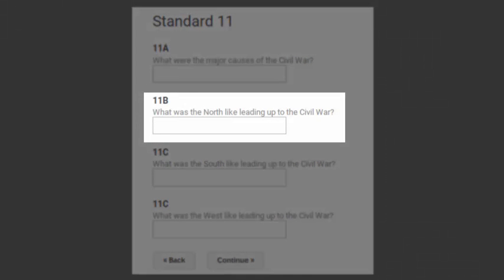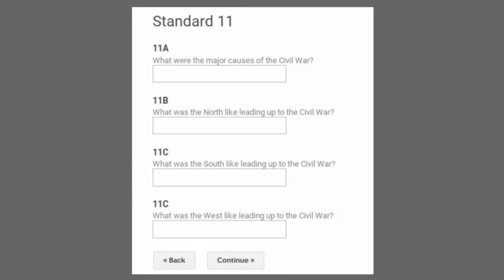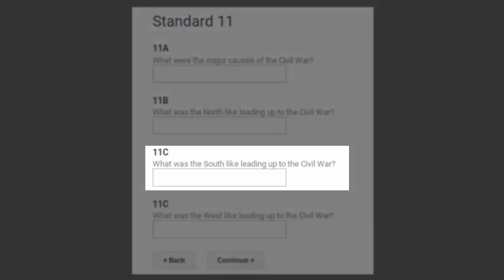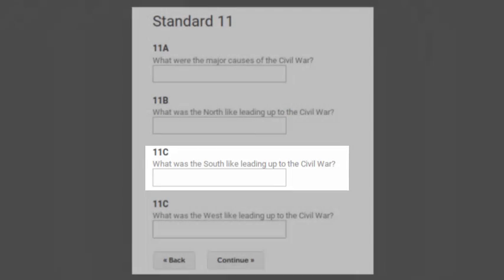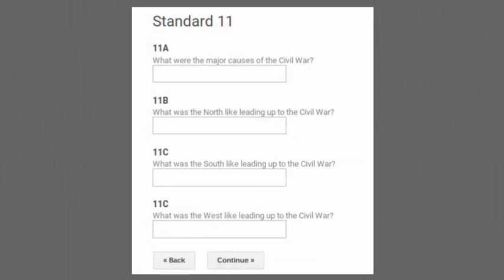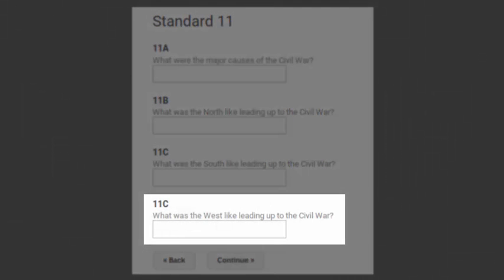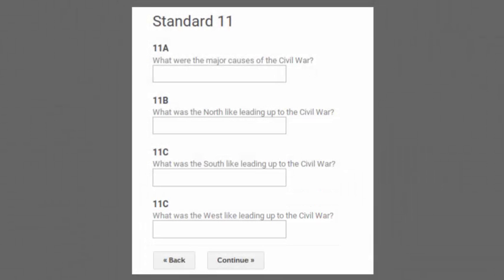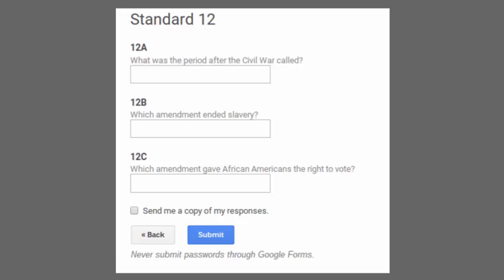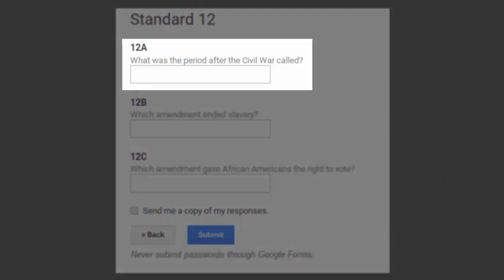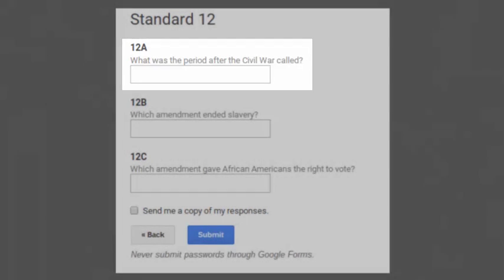11B. What was the North like leading up to the Civil War? 11C. What was the South like leading up to the Civil War? The second 11C. What was the West like leading up to the Civil War? Standard 12. 12A. What was the period after the Civil War called?